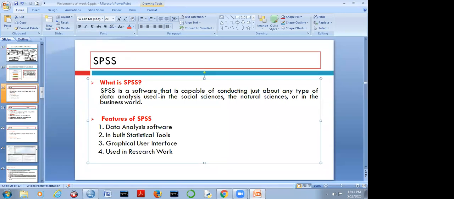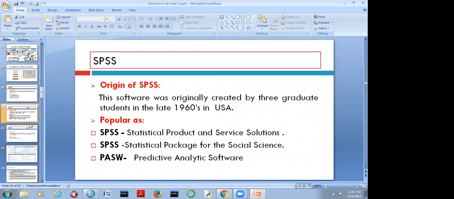ठीक है। So SPSS is a software capable to conduct just about any type of data analysis used in social science, natural science or in a business world. फीचर्स क्या है? डेटा एनालिसिस सॉफ्टवेयर है, इनबिल्ट स्टैटिस्टिकल टूल है, ग्राफिकल यूजर इंटरफेस और यूज फॉर रिसर्च वर्क। And origin of SPSS, the software originally created by 3 graduate students, late 1960s USA. पहले ये SPSS Statistical Package for Social Science था, and then now it is popular as a predictive analytical software.